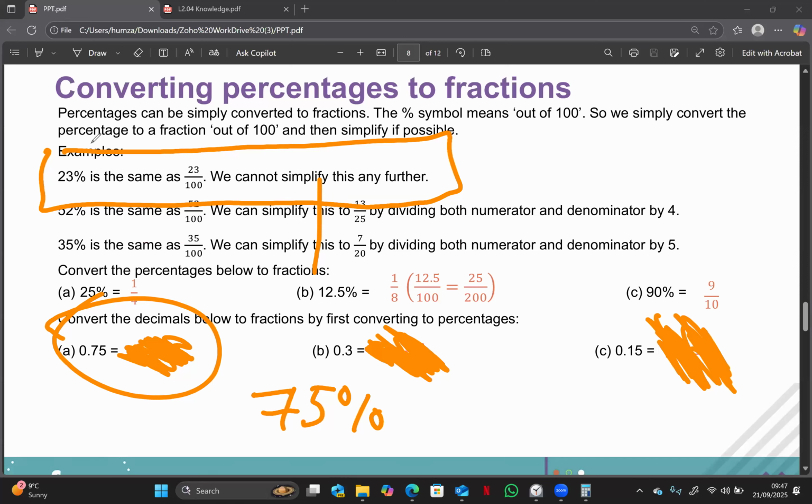No, no, not percent. It says convert it into a fraction, but we have to do two steps. First, we have 75%, yeah? Now we need to convert this 75% into a fraction. How do you convert it into a fraction? Because you can't convert a decimal into a fraction straight. It's hard to do that. So you need to convert the decimal into a percentage and then the percentage into a fraction.